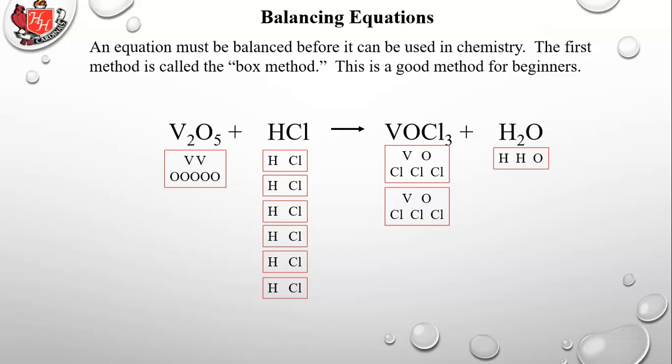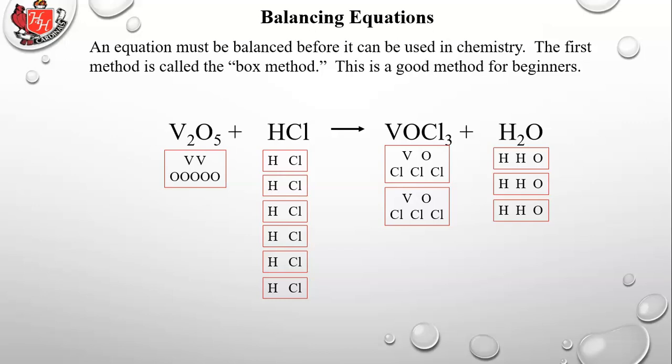Now the next one we're going to go to is hydrogen. And you see that you have 6 hydrogens on the left side of the arrow, and you have 2 on the right side of the arrow, where water is. So we're going to add 2 more boxes for a total of 6 H. So there's 1, and there's a second one. So now V, Cl, and H are all in balance.